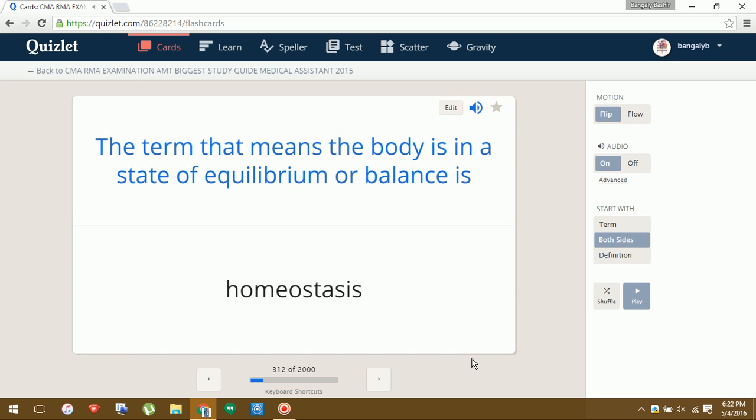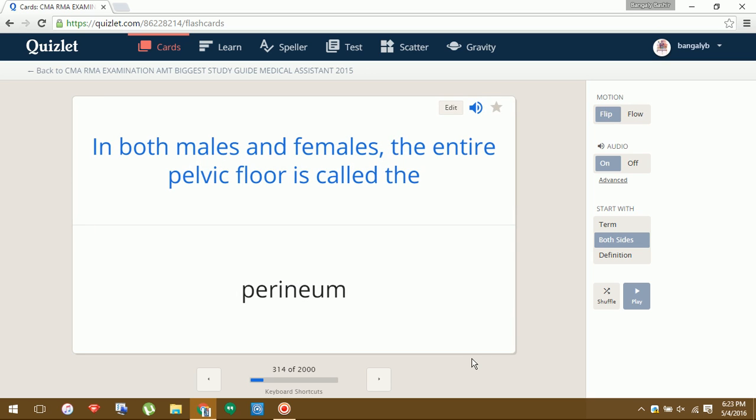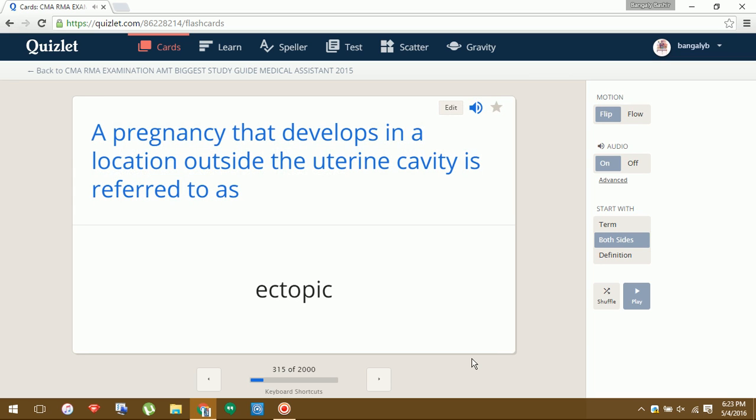The term that means the body is in a state of equilibrium or balance is homeostasis. The funnel-shaped basin that forms the upper end of the ureter is the renal pelvis. In both males and females, the entire pelvic floor is called the perineum. A pregnancy that develops in a location outside the uterine cavity is referred to as ectopic.